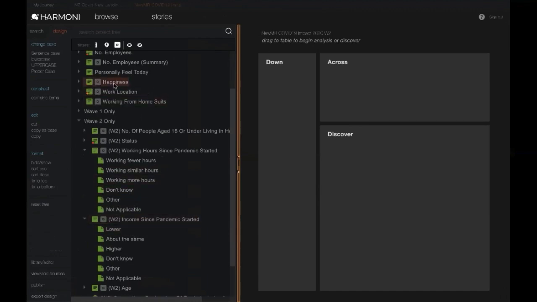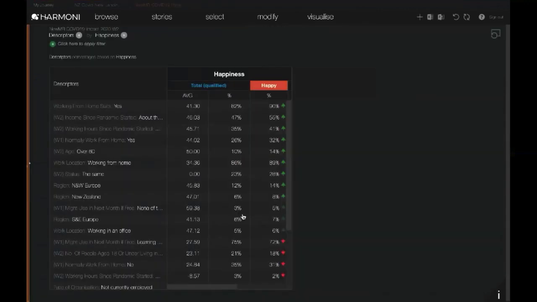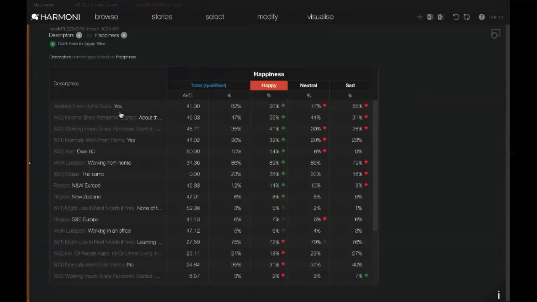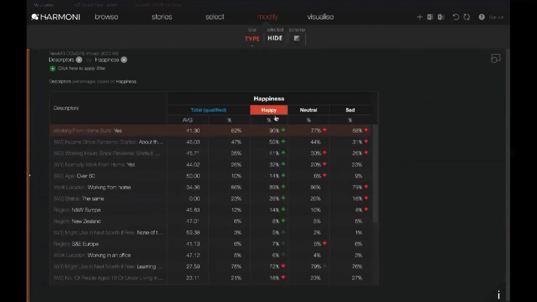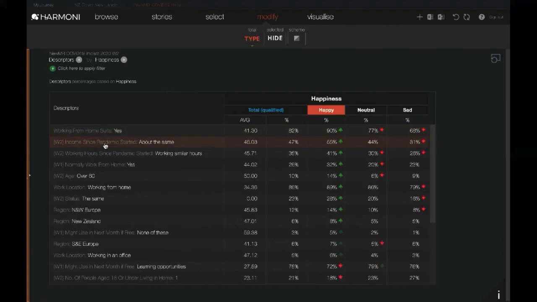First of all, though, I want to find out what is it that's driving happiness. And to do that, I'm going to use Discover again. I'll drag the happiness variable into the Discover. And this tells us that this is profiling happy now, those of us who are happy, that working from home suits. There's a lot of people working from home, and there is a slightly higher percentage who say that it suits. Things have not changed an awful lot since the pandemic started in terms of income, and the same for working hours. So the same for us here in New Zealand. The things have not changed. That tends to make us feel a little bit happier.